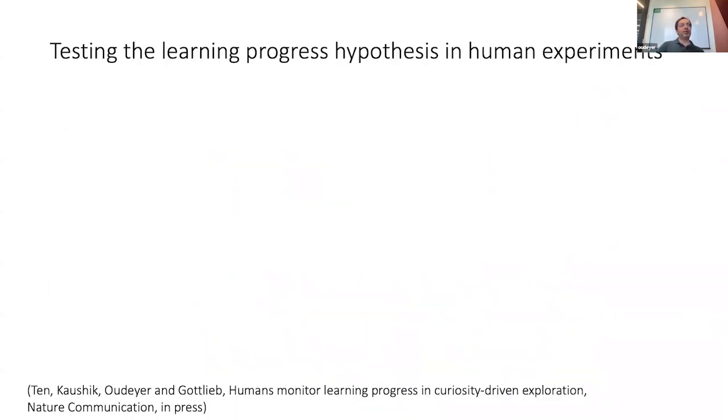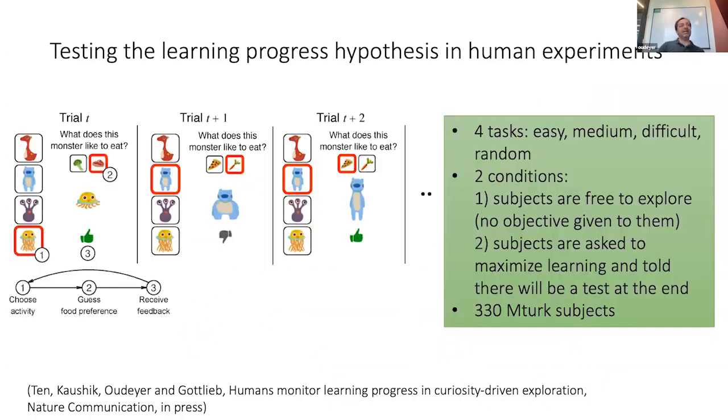And more recently, we've actually more directly tested the learning progress hypothesis by designing experiments for humans. So basically, what we've been doing is that in the lab, we've designed an experimental setup where we propose to human subjects a set of learning tasks. And those learning tasks are, for example, classification tasks.